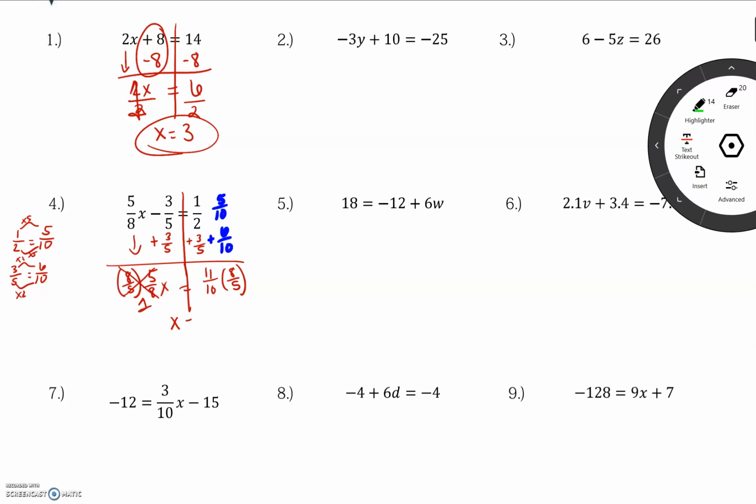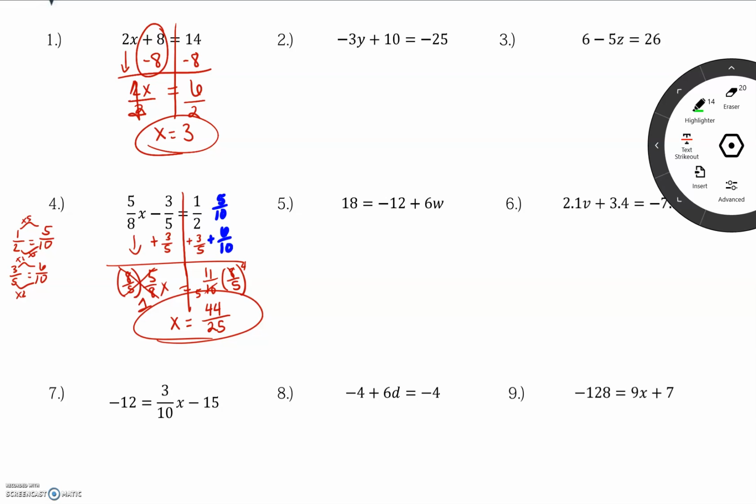So 1x equals, I check for any cross canceling. 2 can go into 10 and 8, and they're across from each other. So 2 goes into 8 4 times, 2 goes into 10 5 times, and I get 11 times 4, which would be 44. 5 times 5, which would be 25. You can go ahead and leave your answer as a fraction. That makes life a little bit easier.